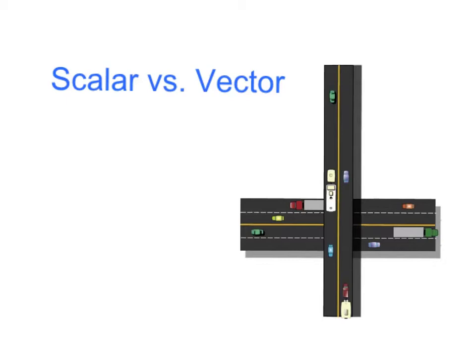For example, to describe the motion of this green truck, it is traveling 20 meters per second to the east, whereas this red truck is traveling 20 meters per second west. Those would both be vector quantities, velocity vectors, with both magnitude and direction.